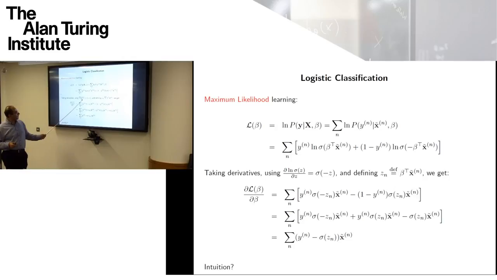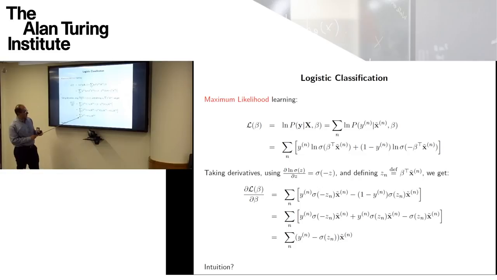We're going to define Zn, just because the notation is going to get unwieldy, to be the dot product of the parameters beta and my data point x tilde, for the nth data point. So now the derivative of the log likelihood with respect to beta is the sum over data points of yn times sigma of minus z times x tilde. This is just by applying a little bit of calculus. Minus 1 minus yn sigma of zn x tilde.